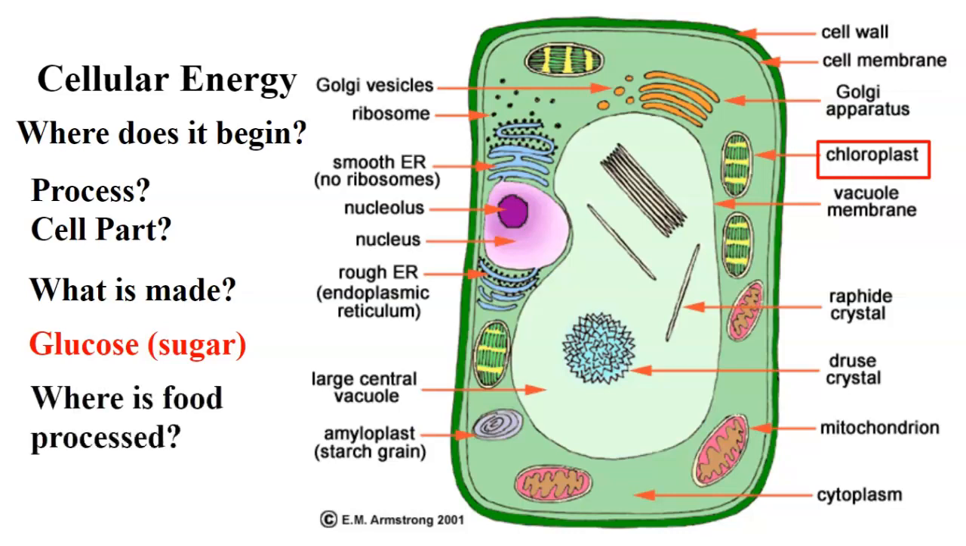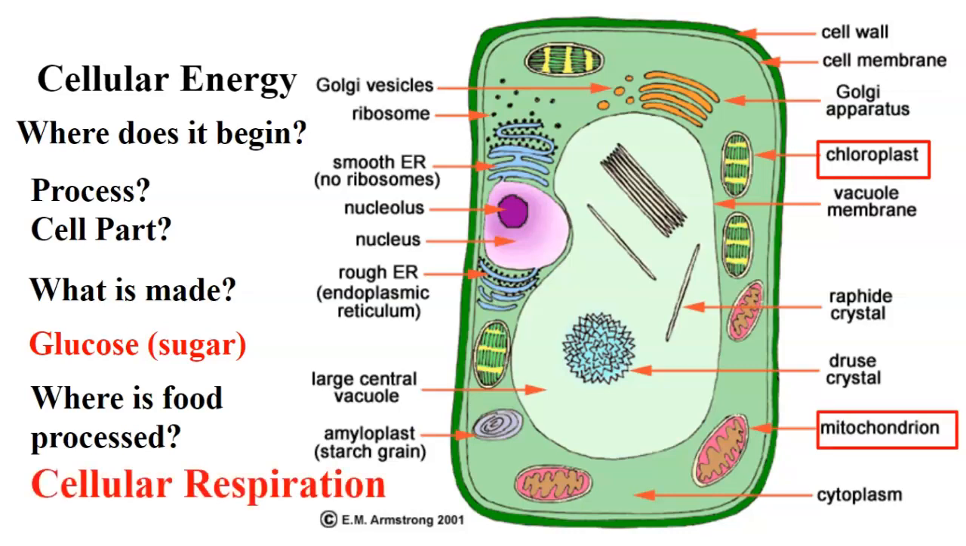So where is the food processed inside the cell? Where is this glucose processed? That would be in the plant cell or any consumer that takes in food. Be those little powerhouses of the cell, the mitochondria. Mitochondrion, it just is a singular. Mitochondria, many. So it is processed in the mitochondria, and the process is cellular respiration.